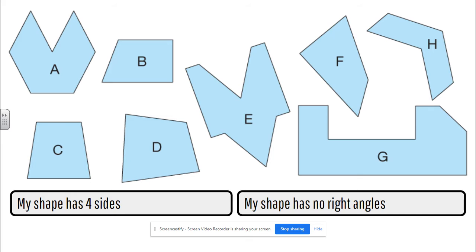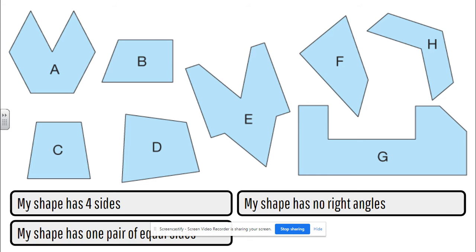My shape also has no right angles. And right angles are those square corners. You can see lots of square corners on this page. Here's one right here in B. Actually, B has a couple. If we look at shape E, it has many corners in here that are 90 degrees or right angles. There we have one right there. So a number of these shapes have that attribute. Mine does not.